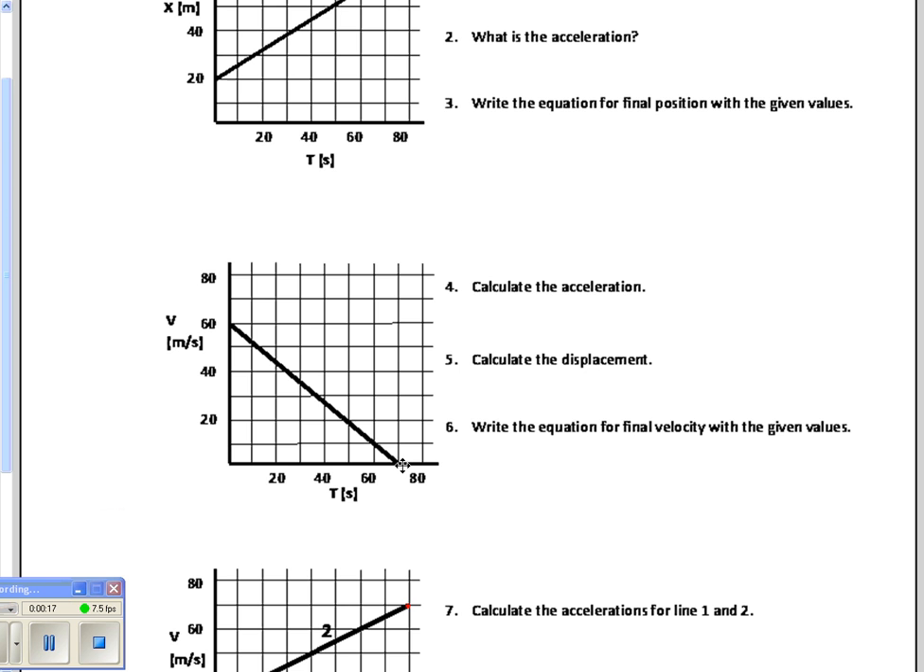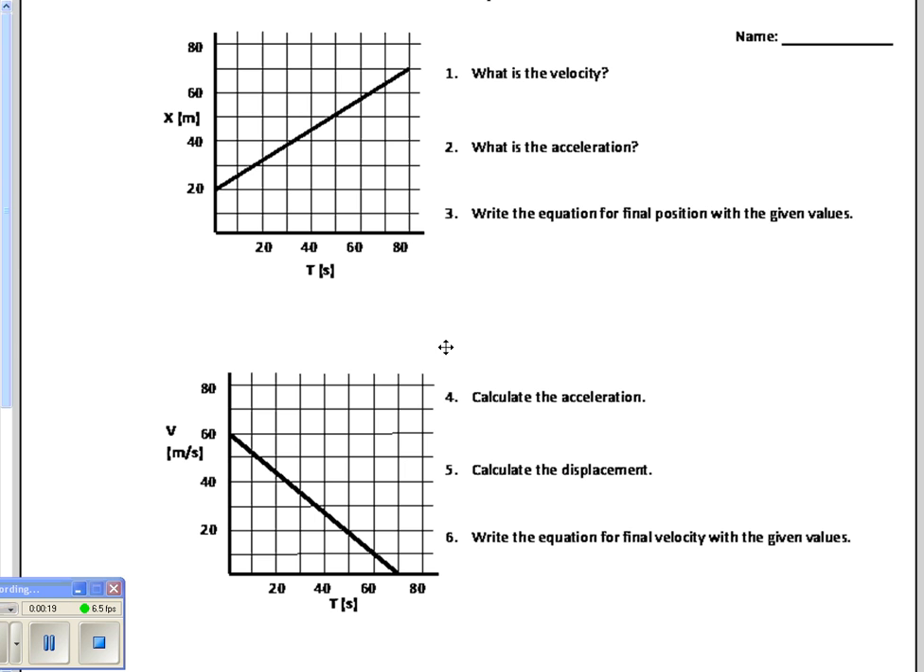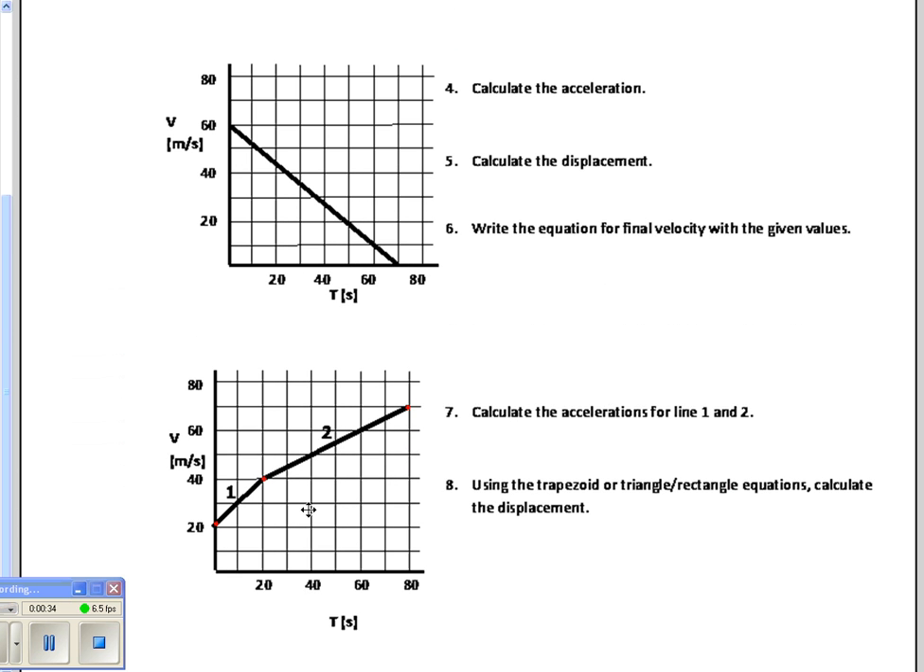The whole idea of this worksheet is for you to understand that the slope of position versus time is velocity. The slope of velocity versus time is acceleration. And the area under a velocity versus time graph is displacement. So that's what the purpose of this worksheet was.